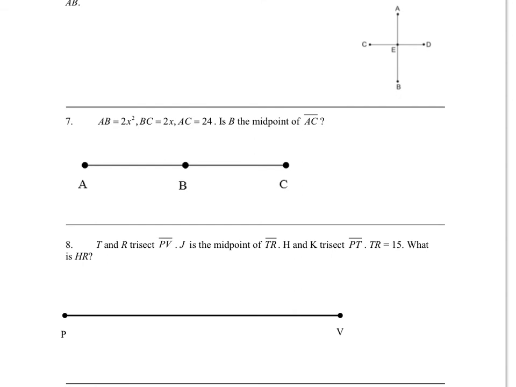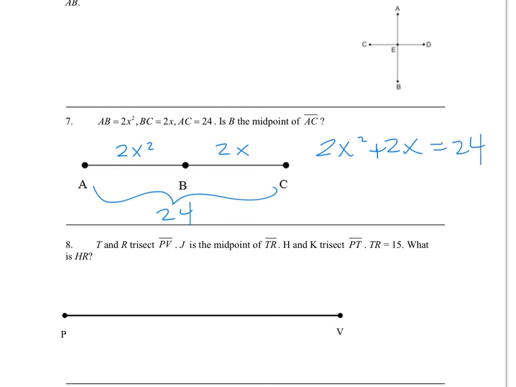Okay, on this page we'll look at number 7 and number 9. Number 7 says that AB is 2x squared, BC is 2x, and that the whole thing is 24. The question is, is B the midpoint of AC? So we can use segment addition to set up an equation. There are other ways to do this we talked about in class, but the most direct way to prove whether B is the midpoint or not is to set up an equation using segment addition.